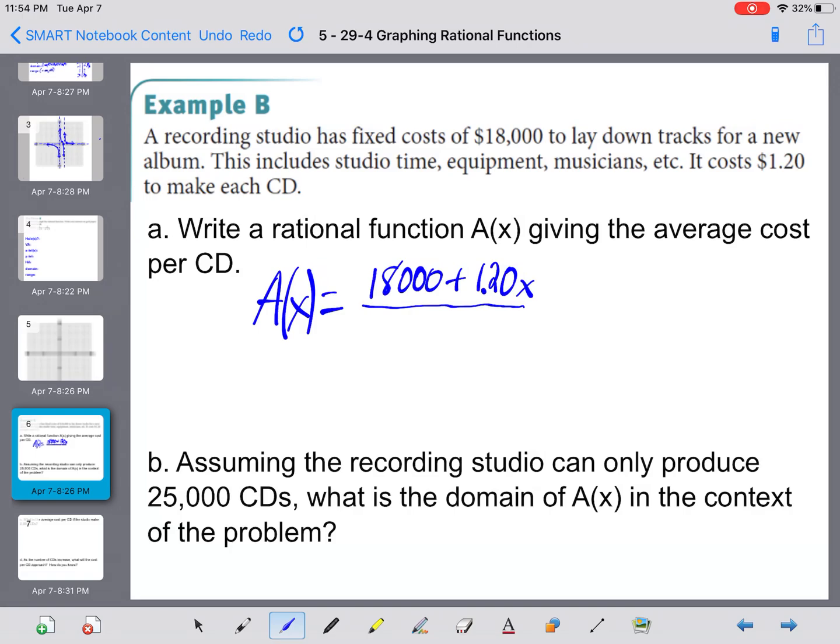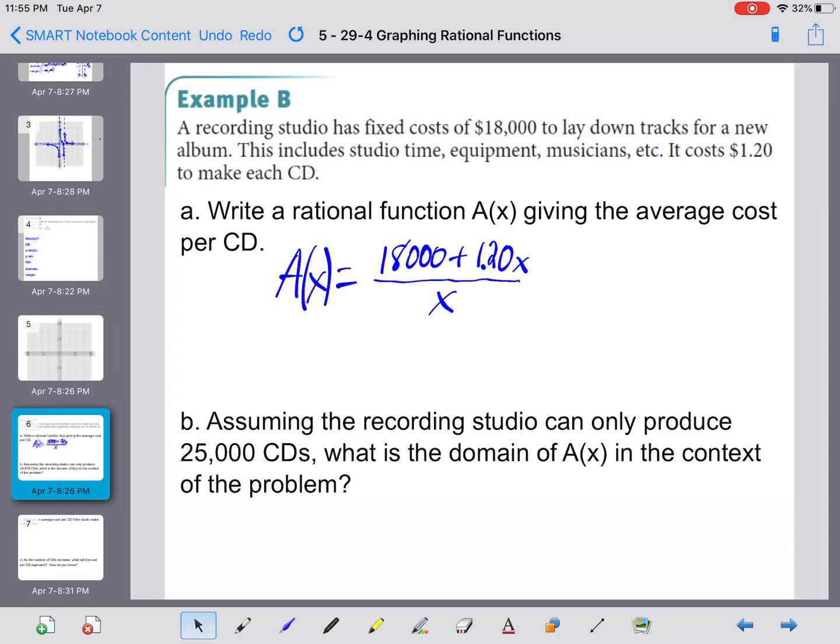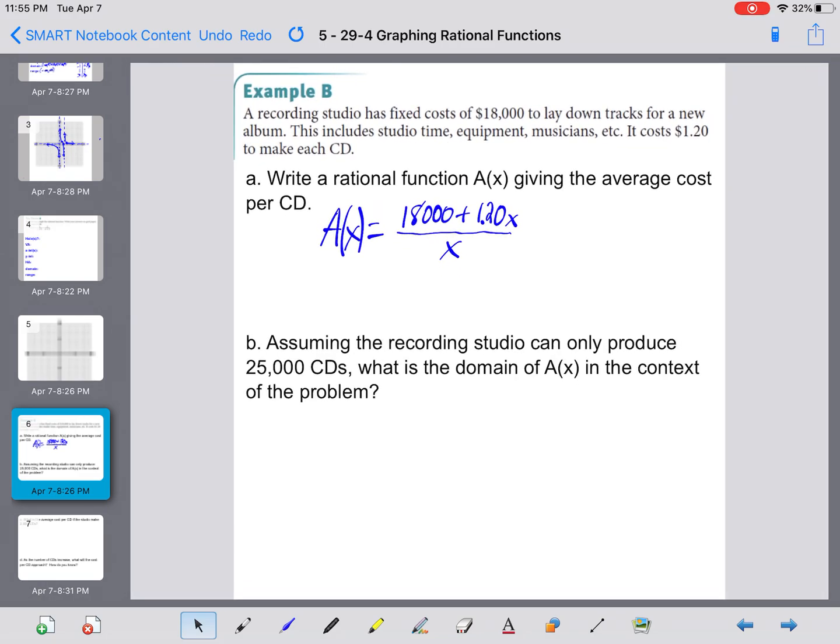Now, first semester you would stop there. That would have been the linear function that represented the fixed cost and the cost per unit for this recording studio. Now, because I want the average cost, I just want to divide it by x, and that's what creates my rational function. So this function has all the asymptotes. It could even have holes. It could have all this stuff. Okay, so let's work on a few problems using this function.